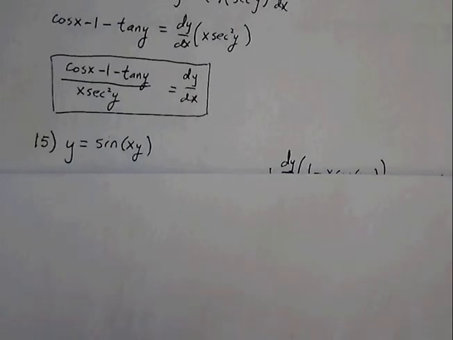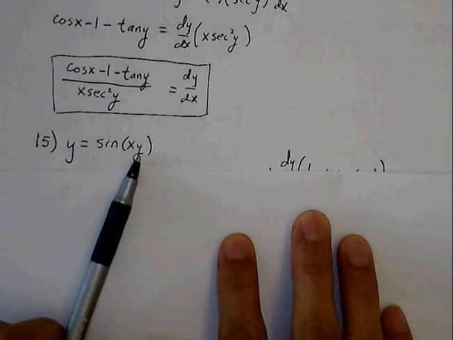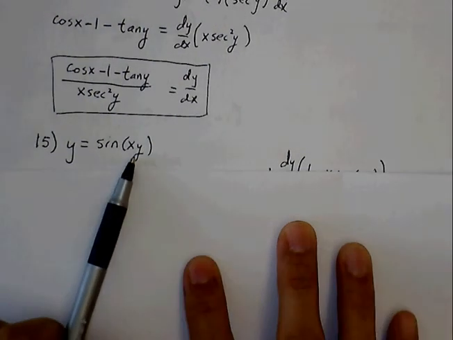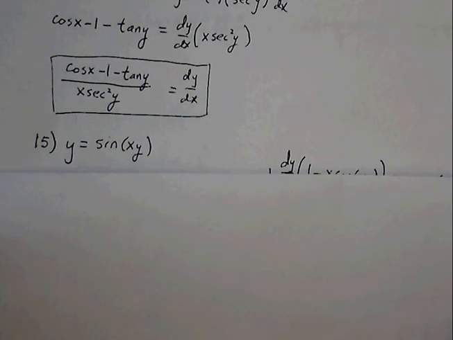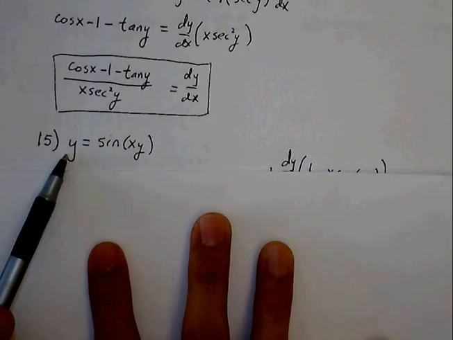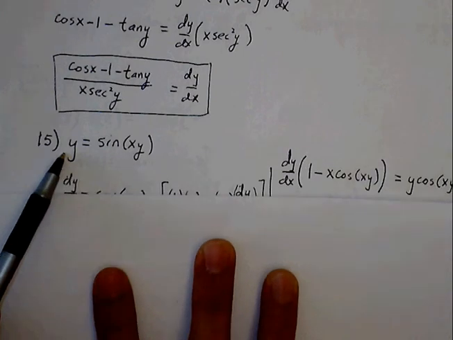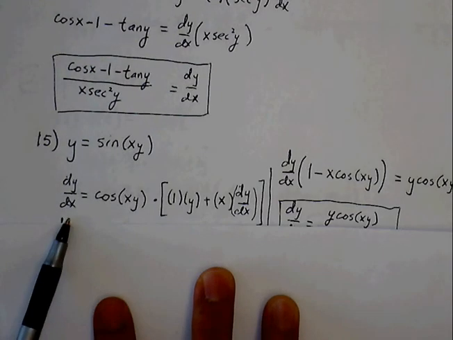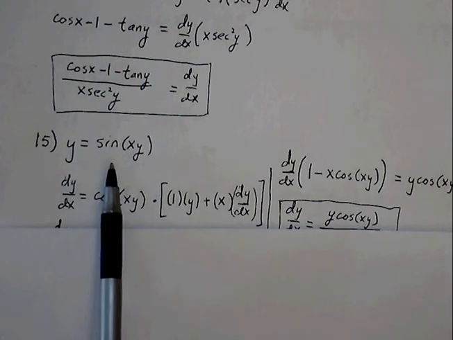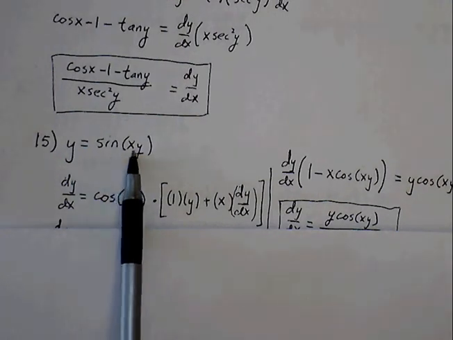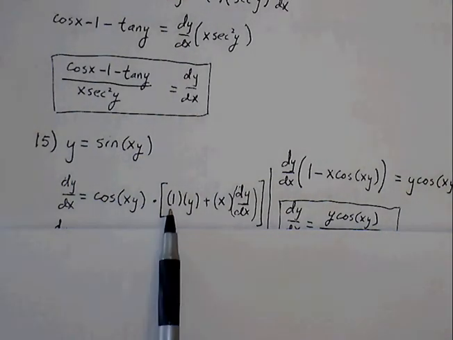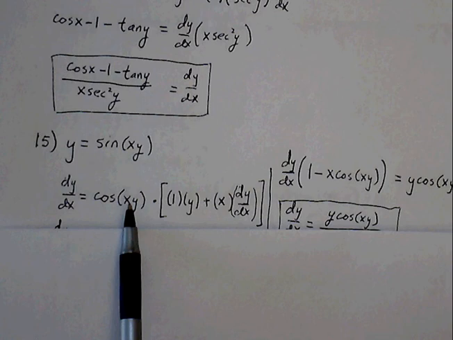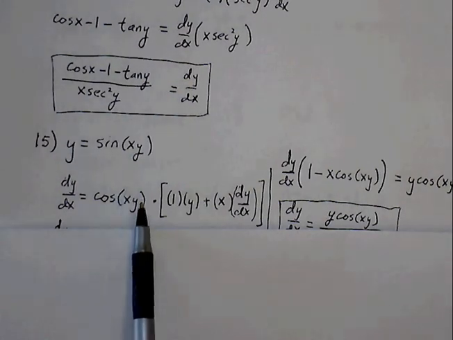All right, 15. y equals sine of xy. This is my u value that's inside my sine function. So we can go through our derivative rules. y will go to 1, but we attach dy dx. Sine of xy, so sine of u becomes cosine of u times u prime. So the derivative of xy is what we need to do for u prime.